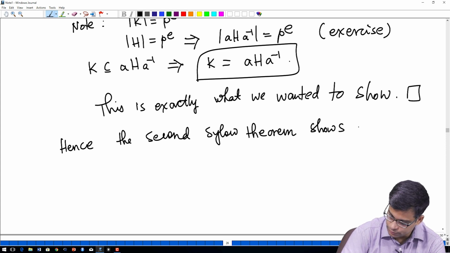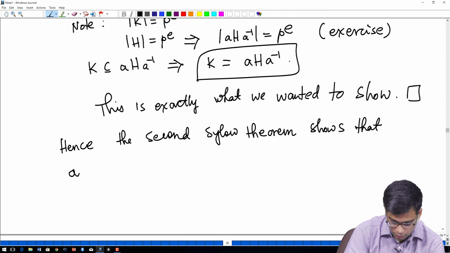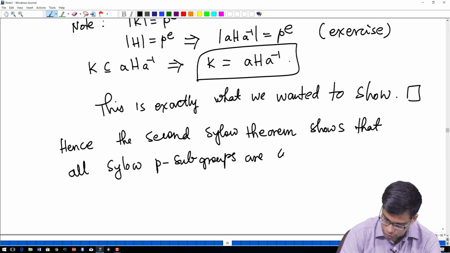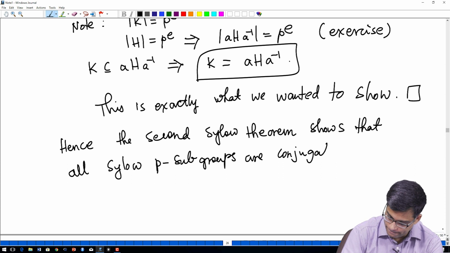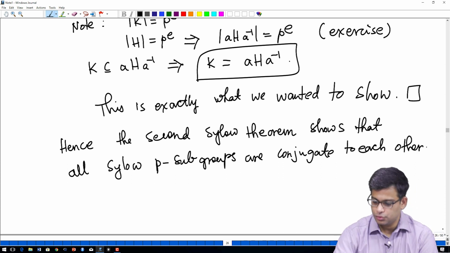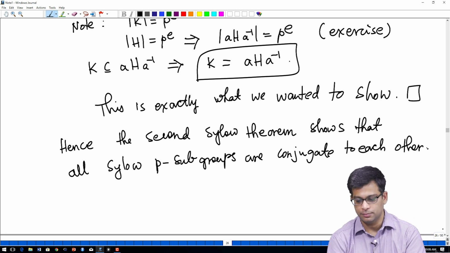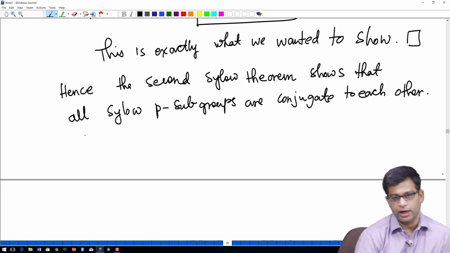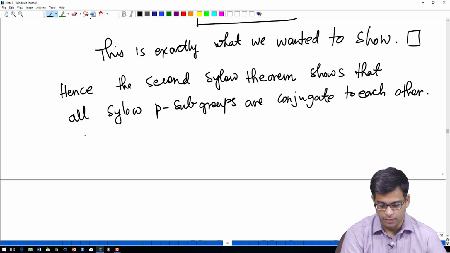shows that all Sylow p-subgroups are conjugate to each other. So, you take any two Sylow p-subgroups, apply the theorem to show that they are conjugate to each other. This is a very strong statement, and I will just give you quickly two remarks here.